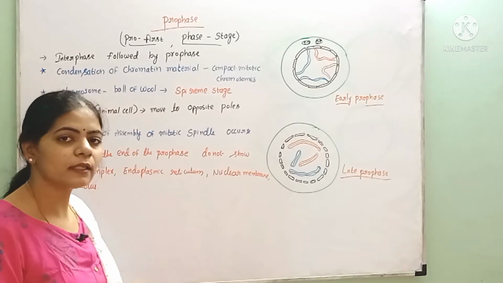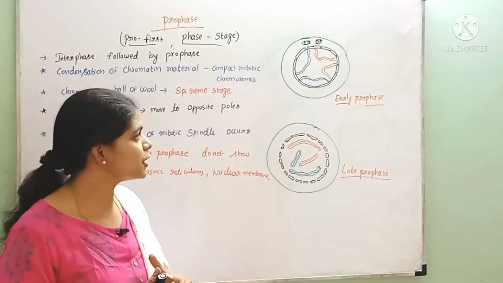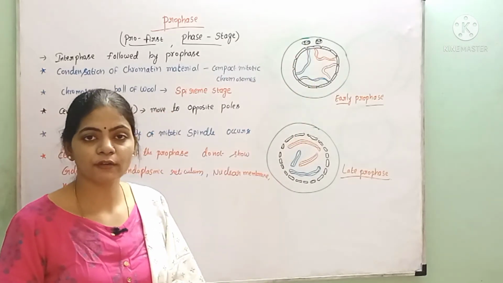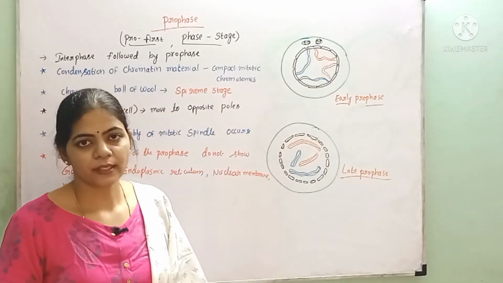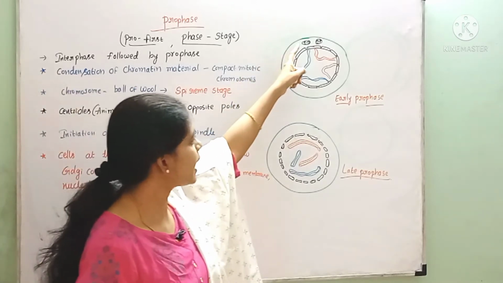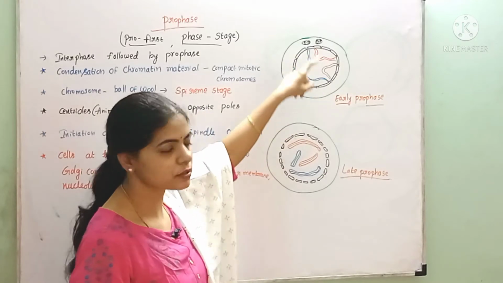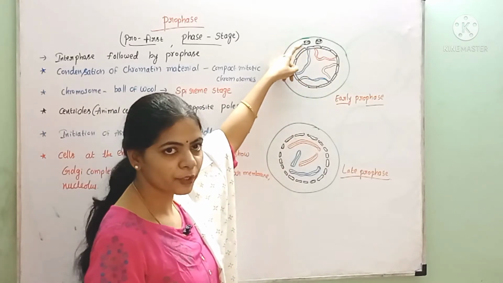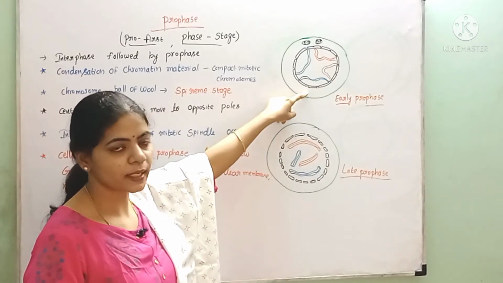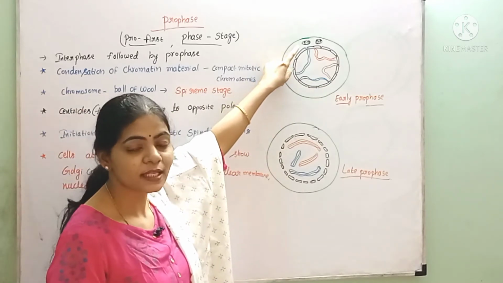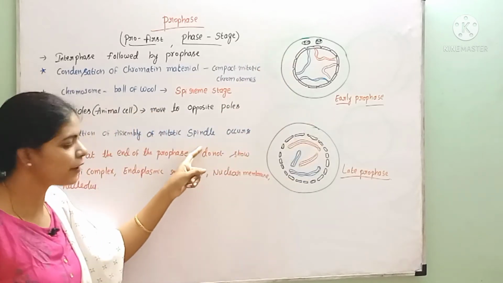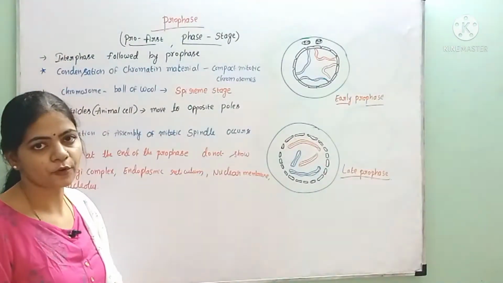And if you see the animal cell, there is a pair of centrioles present above the nucleus. The duplication of those centrioles already occurs in the interphase. And here, those duplicated centrioles start moving to the opposite poles. Here there is one pair of centrioles, and here another pair of centrioles will appear. From those centrioles, the spindle fibers arise. The initiation of those spindle fibers also occurs in this prophase.